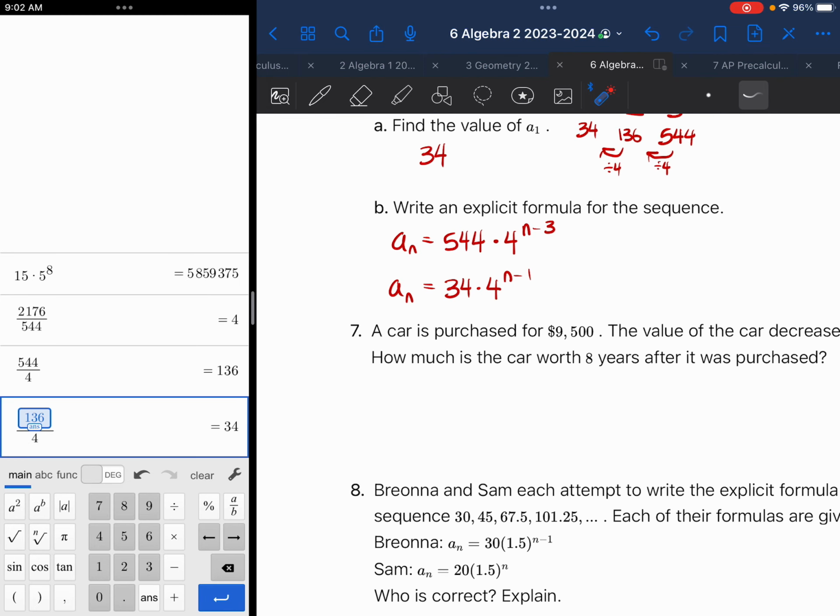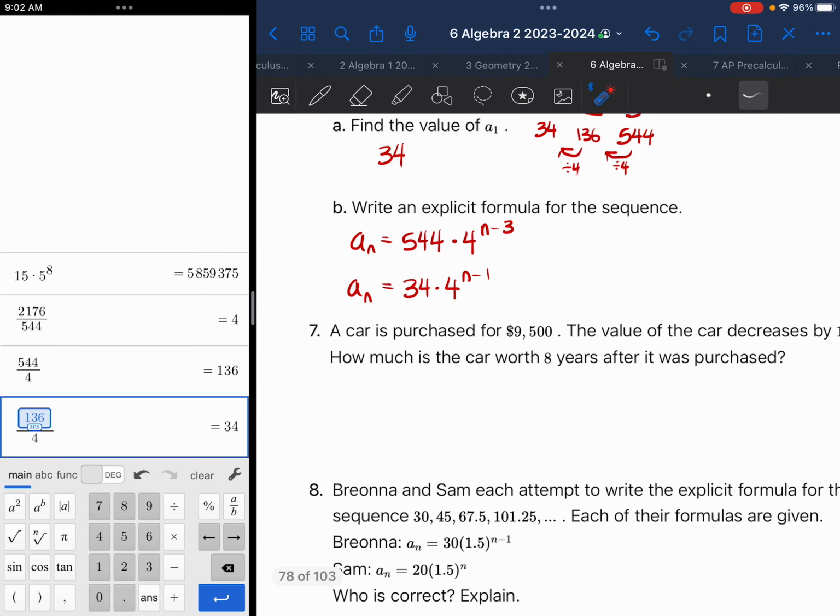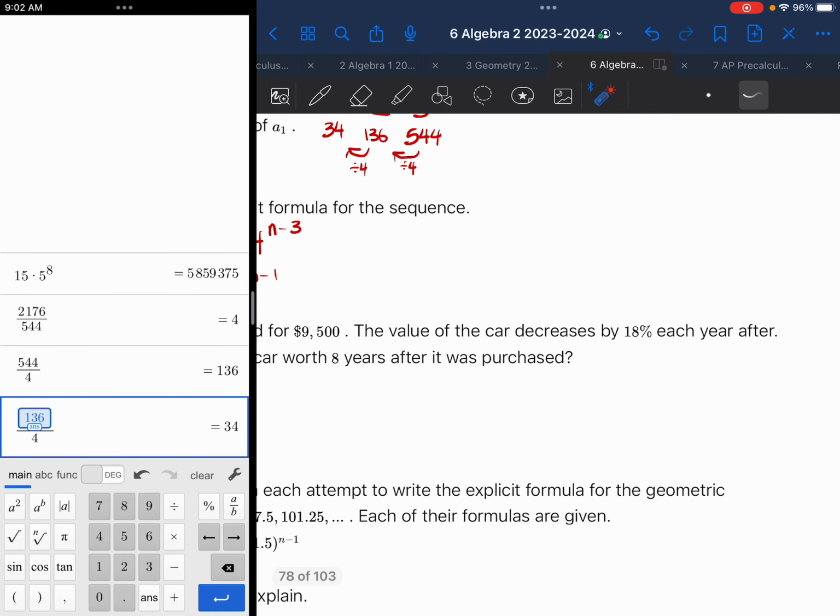Number 7. The car is purchased for $9,500. It's probably a used car. The value of the car decreases by 18% each year after.